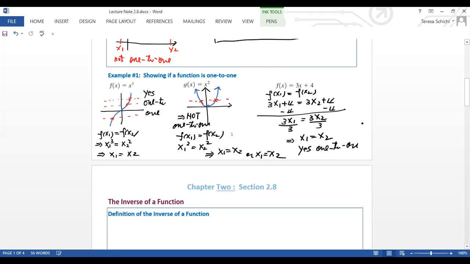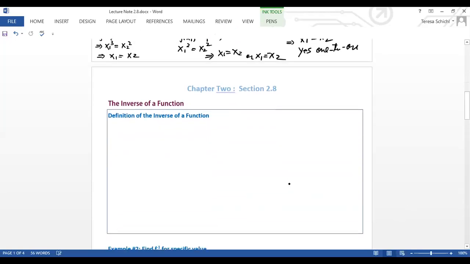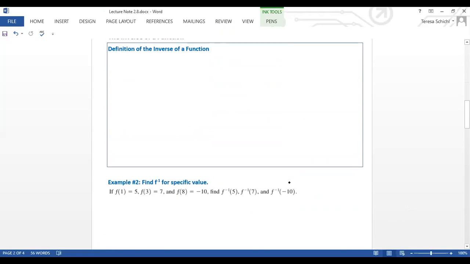Okay, all right, so let's take a look. Okay, so for the inverse function, one of the reasons why we want to say this is a one-to-one function is that in order for an inverse function to exist, it has to be one-to-one. You will see why. Okay, so let's first take a look at the definition of the inverse function.